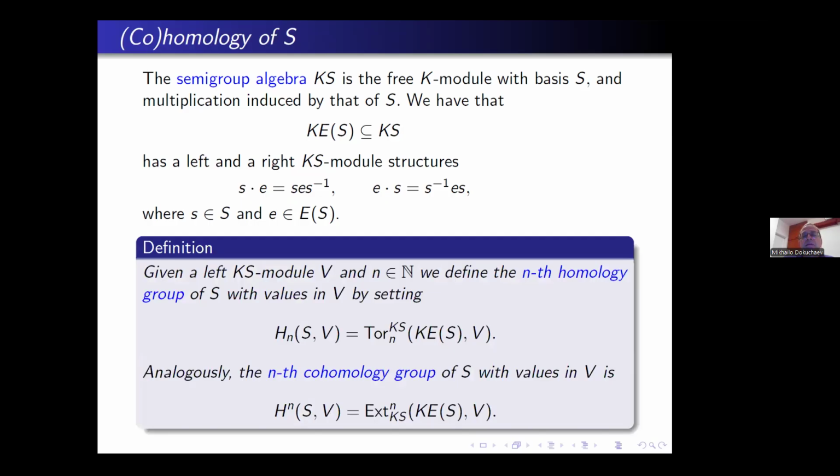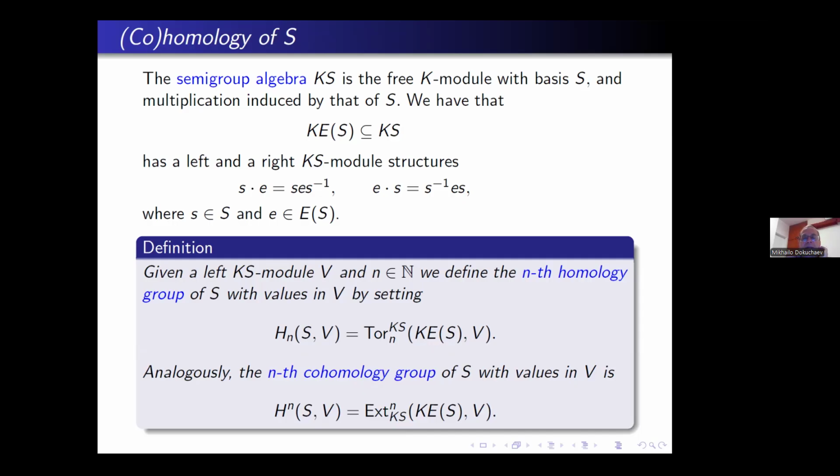Now we define the homology and cohomology. So we take any left module over KS, and the homology then will be the Tor functor. So this will be the homology of S with values in V. So you see that here we take this KES. So it can be seen as augmented homology, right? That is an augmented ring and the known concept of augmented homology.